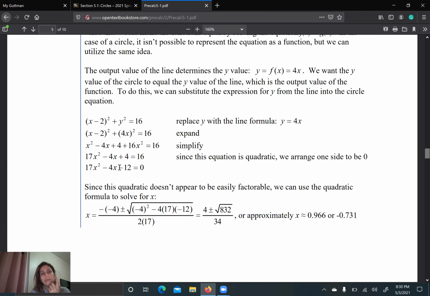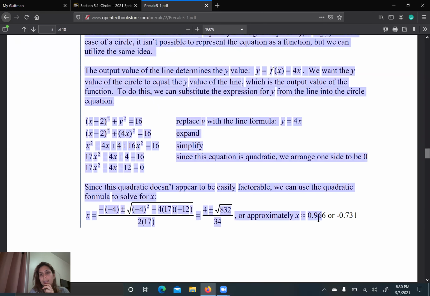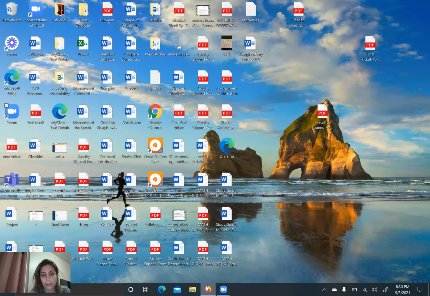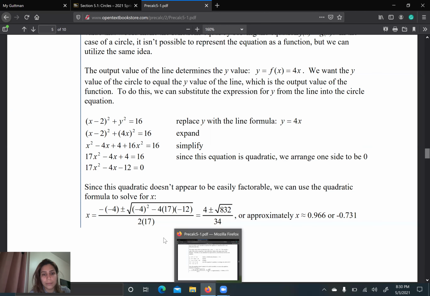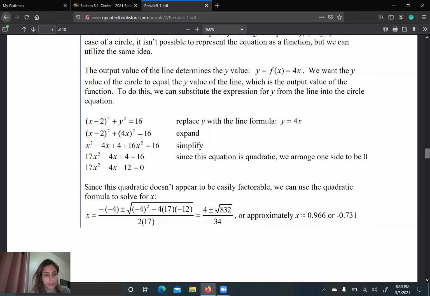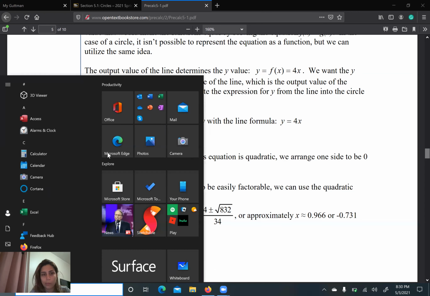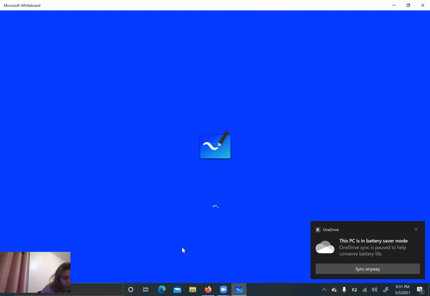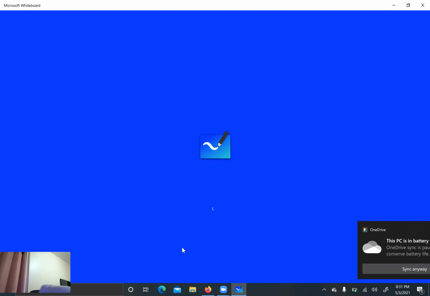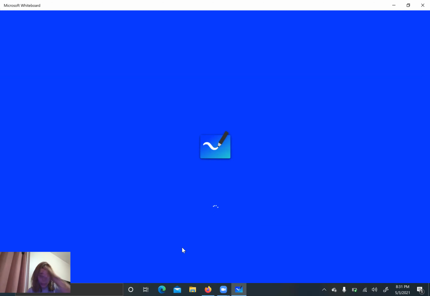When you solve this equation, you end up with two x values, one with a positive sign and one with a negative sign. Approximately one of them is positive 0.966. Where did the whiteboard go? Something is up with my whiteboard. I'm sorry about that.